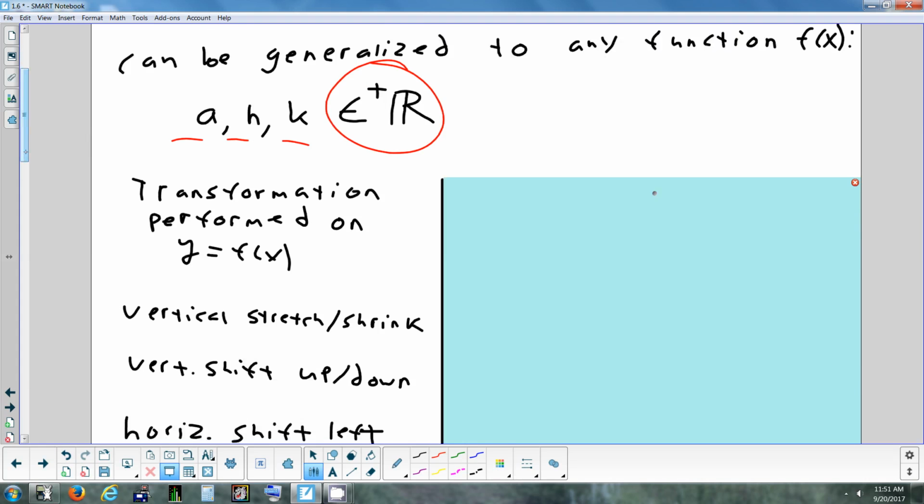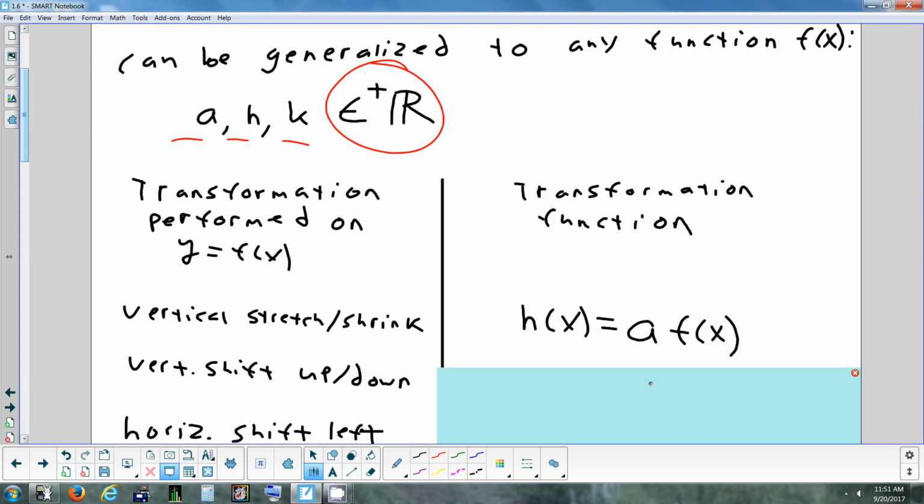Okay, if you want to do a vertical stretch or shrink, you take and put a number in front of the function. Yesterday it looked something like this. That's a vertical stretch by a factor of 2. I could also do this. That's a vertical stretch by a factor of 2 for the square root function, okay, for any function.